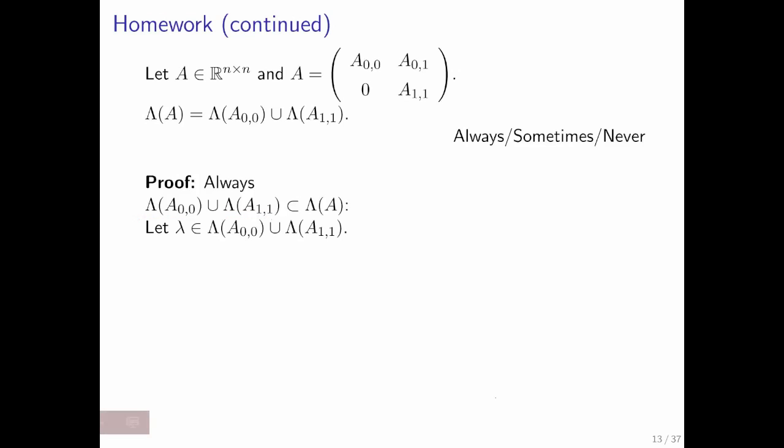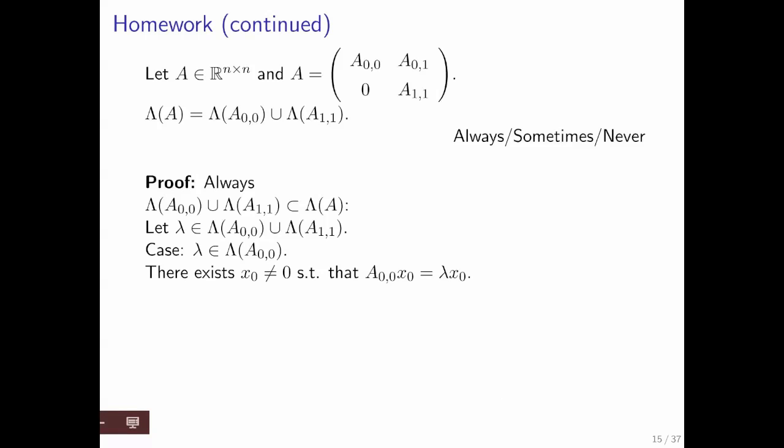So then we want to prove it the other way around. So now we want to show that the set of all eigenvalues of A00 union the eigenvalues of A11 is actually a subset of the eigenvalues of A. And we do that in exactly the same way. We pick an element in the set of eigenvalues of A00 union A11. And then we say, well, either lambda is in the set of eigenvalues of A00, or it is an element in the set of eigenvalues of A11. So here we pick the first case.